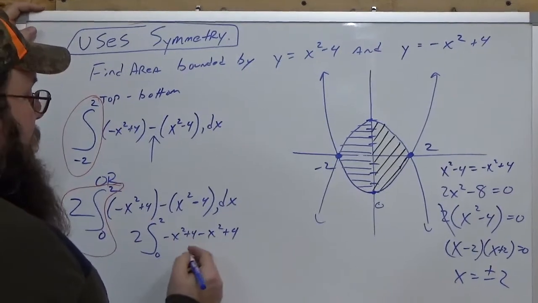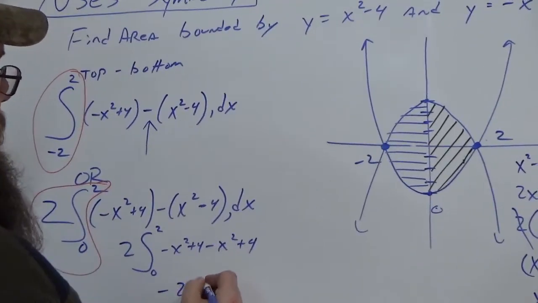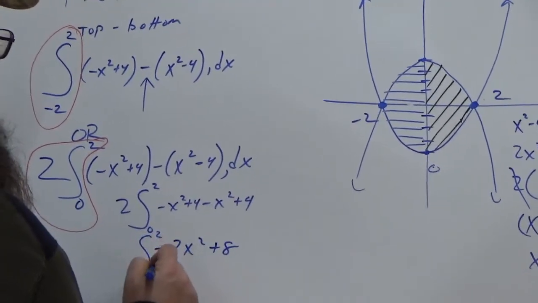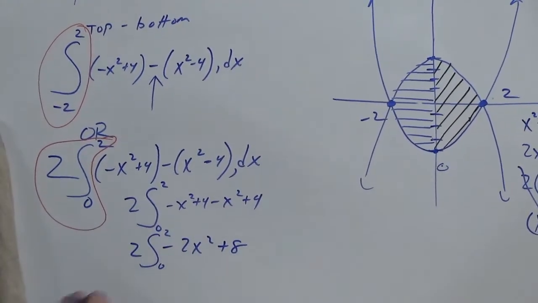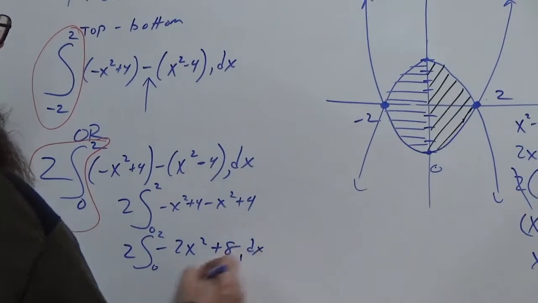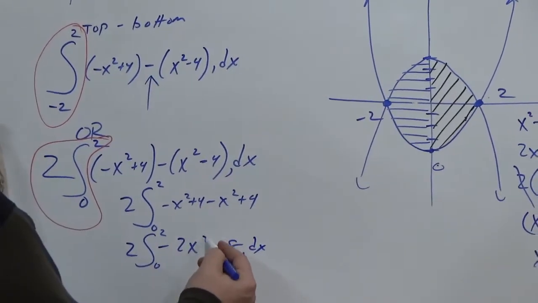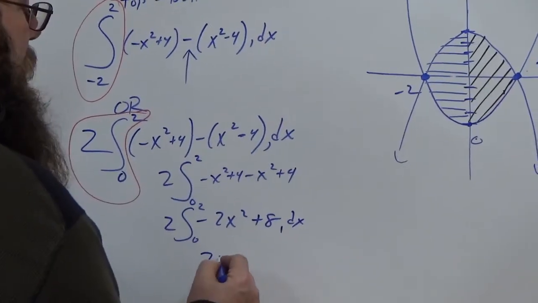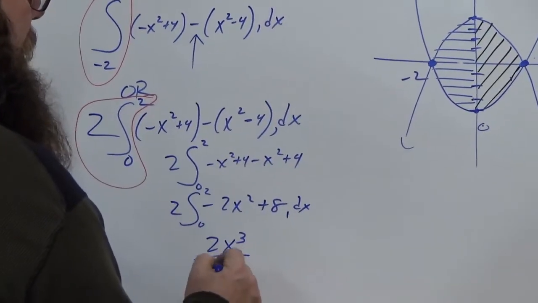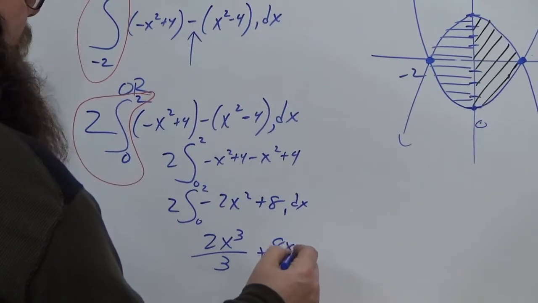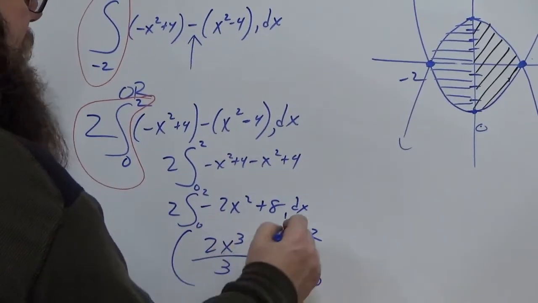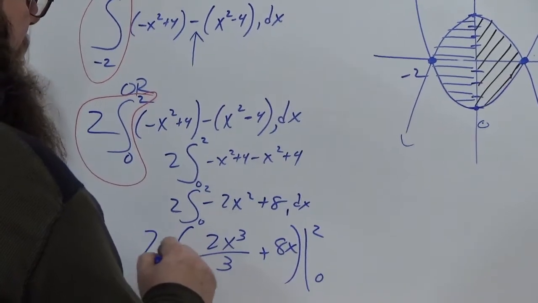So -x squared minus x squared, that's -2x squared. 4 plus 4 is 8. Don't forget the 2 out front. We haven't done an integral yet. So let's take this integral. X squared, that's going to be x cubed over 3. So this is going to be 2x cubed over 3 plus 8x from 0 to 2. And don't forget, this whole thing has to be what? Has to be doubled.